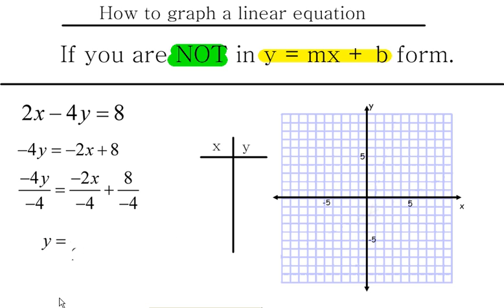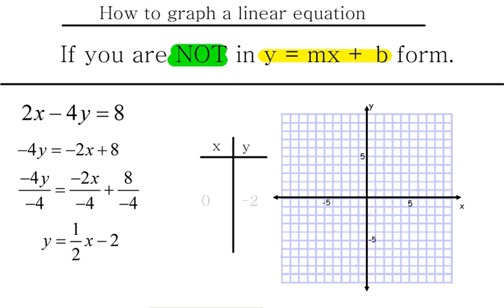We don't have to put the 1 in there. -2 divided by -4, a negative divided by a negative is a positive. 2 over 4 reduces to 1 over 2. And lastly, that plus 8 divided by -4, we get -2. So now this is y equals mx plus b form. See the difference?